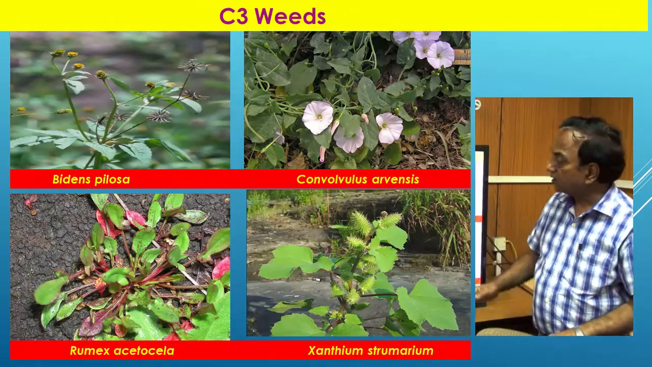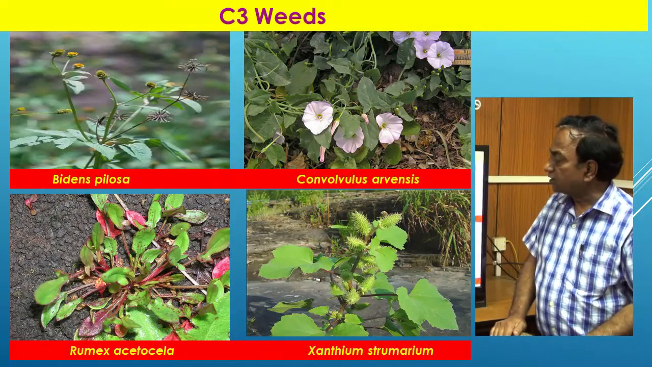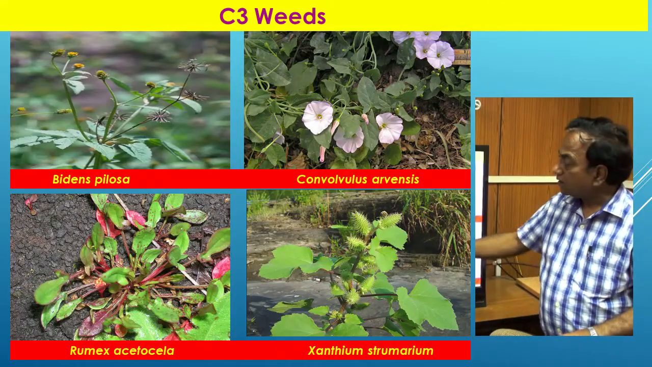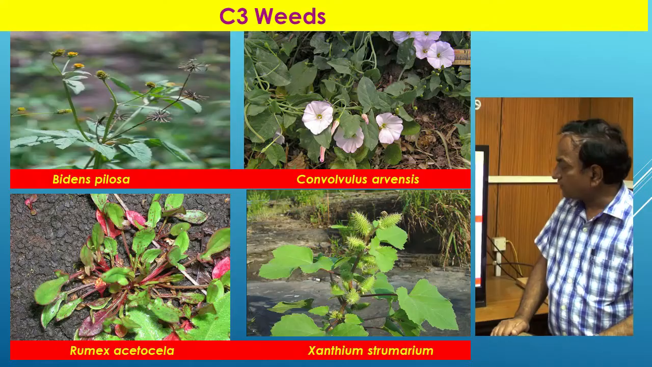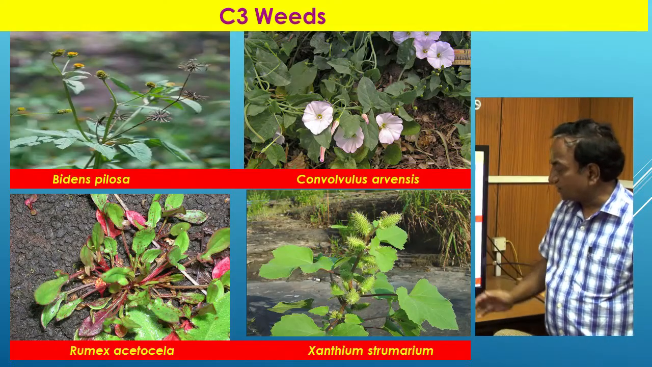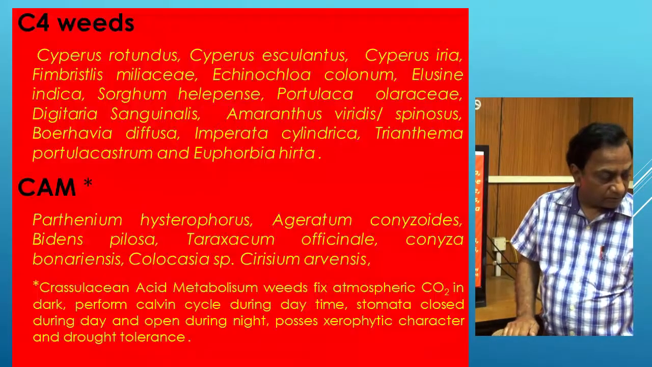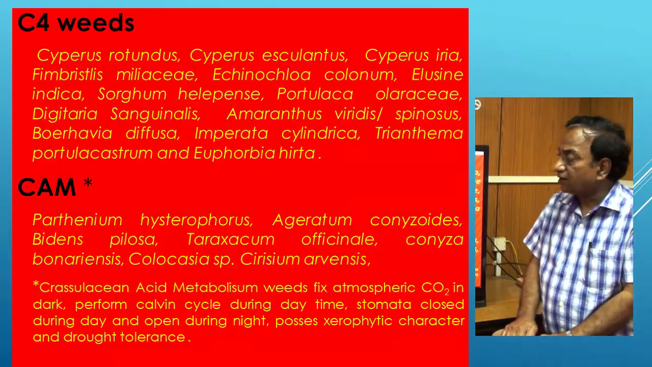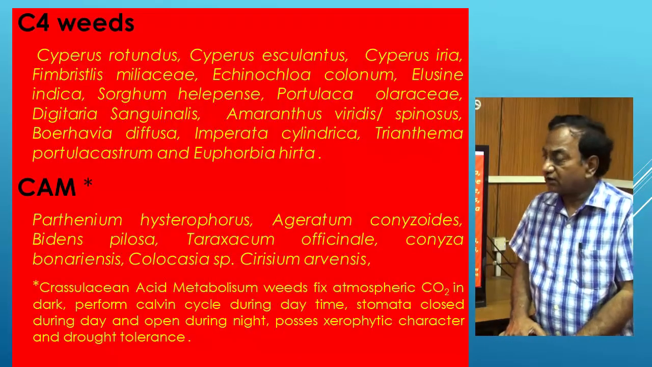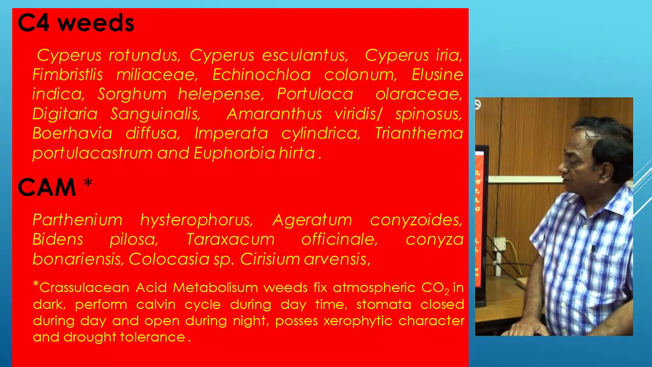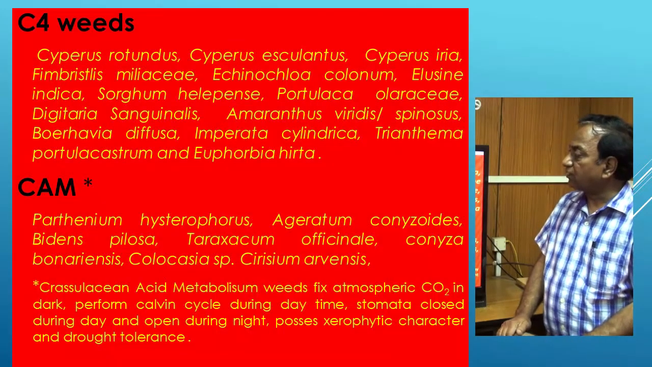So these are certain photographs of the C3 weeds as I discussed earlier: Bidens pilosa, Convolvulus arvensis, Rumex acetosella, Xanthium strumarium. Now what are the C4? As I said, the C4 are more efficient in utilizing the solar energy, and the examples are Cyperus rotundus.